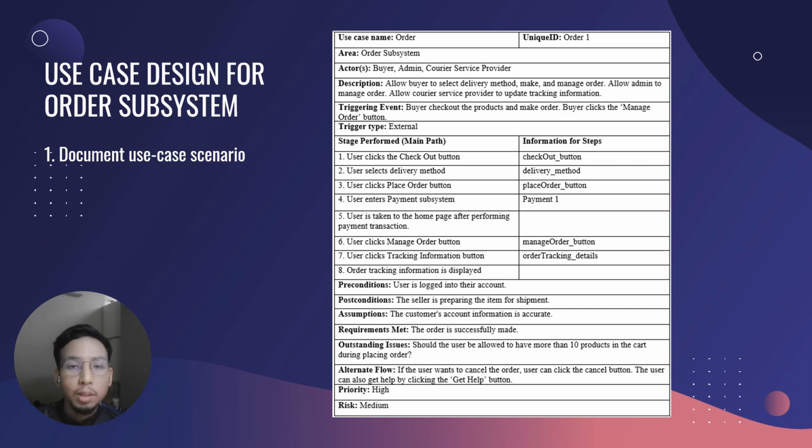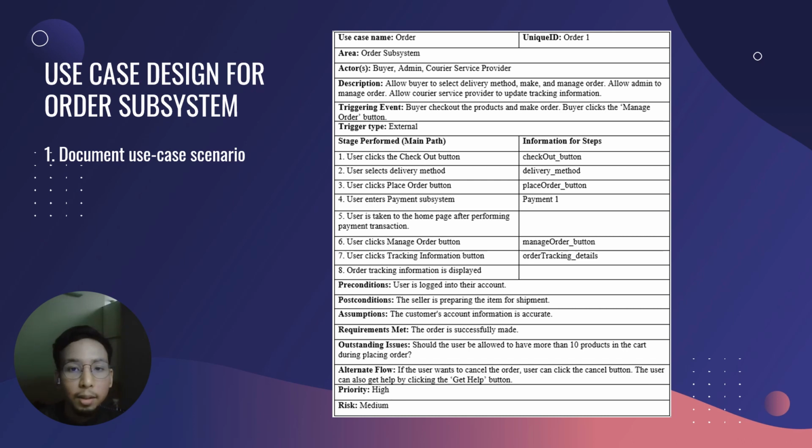This is the use case scenario for the order subsystem. The actors are the buyer, admin, and courier service provider. The description is that it allows the buyer to select delivery method, make, and manage order. It allows admin to manage order. At the same time, it allows the courier service provider to update the tracking information.